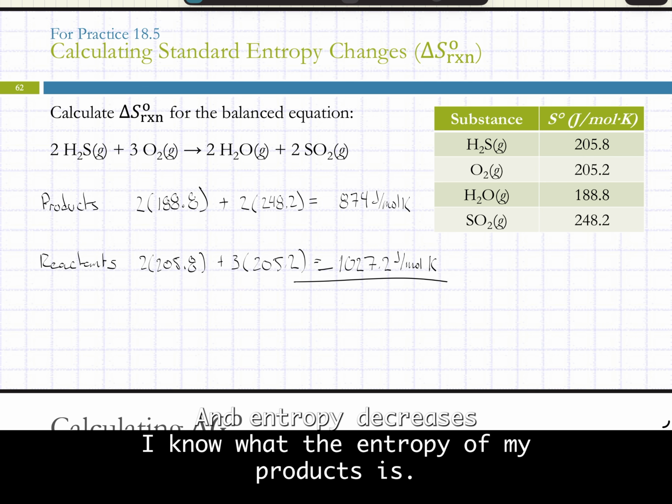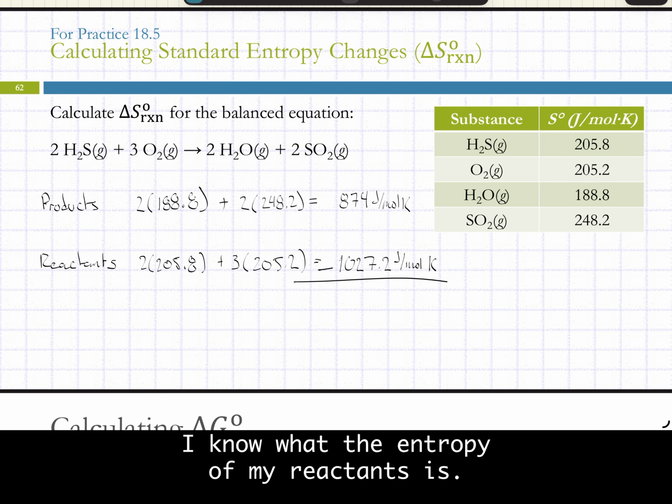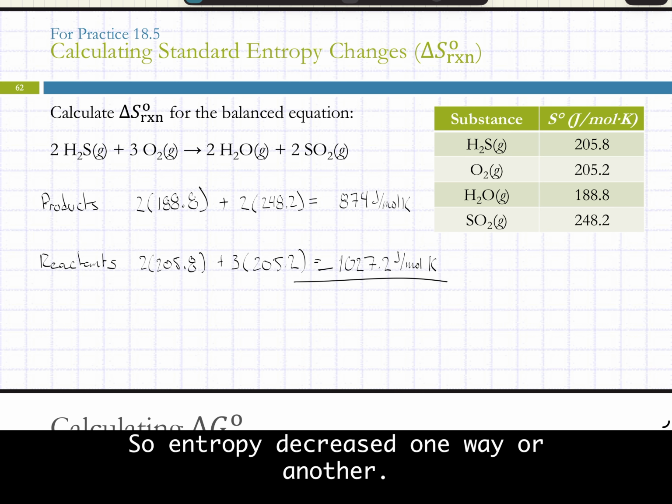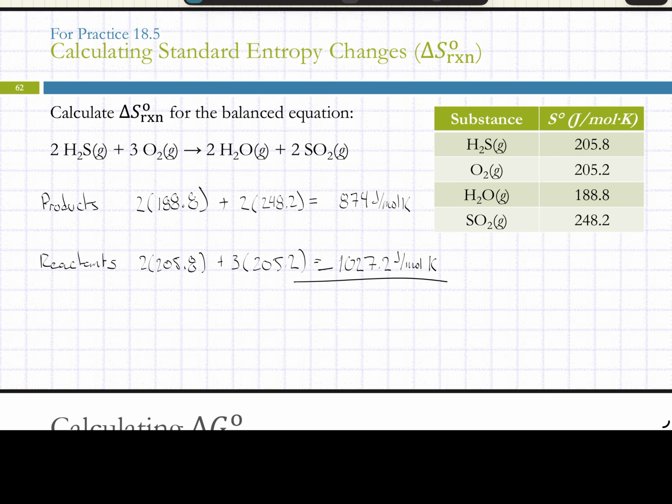And entropy decreases. I know what the entropy of my products is. I know what the entropy of my reactants is. I can see that my products are less than my reactants. So entropy decreased one way or another. And actually, we could maybe say how it decreased. So 874 minus 1027.2. This is negative 153.2 joules per mole Kelvin.